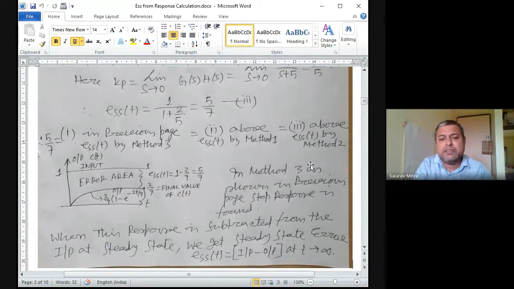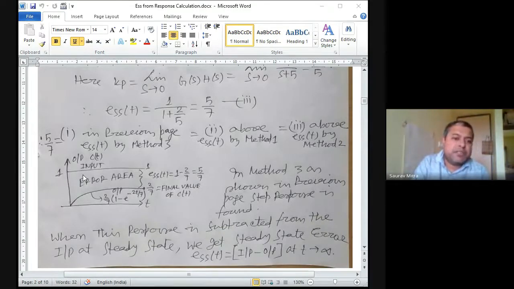So in this third method shown on the previous page, or here also through this diagram, the step response of the system is found. This is a type 0 system, that is 2 by s plus 5. So when the response is subtracted from the input at steady state, we get the steady state error. So the output at steady state is subtracted from the input at steady state. So 1 minus 2 by 7.